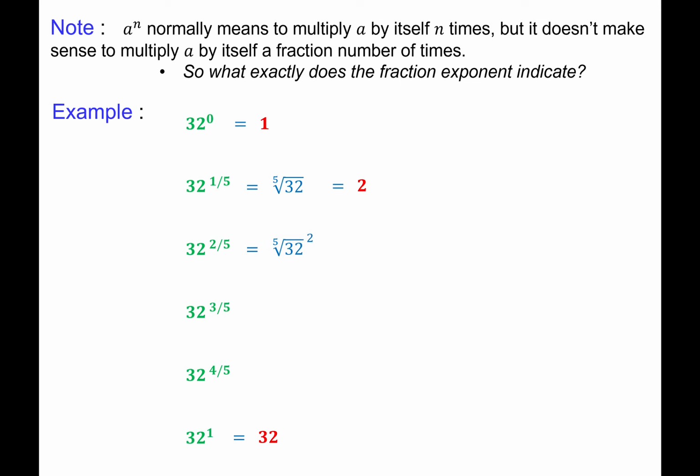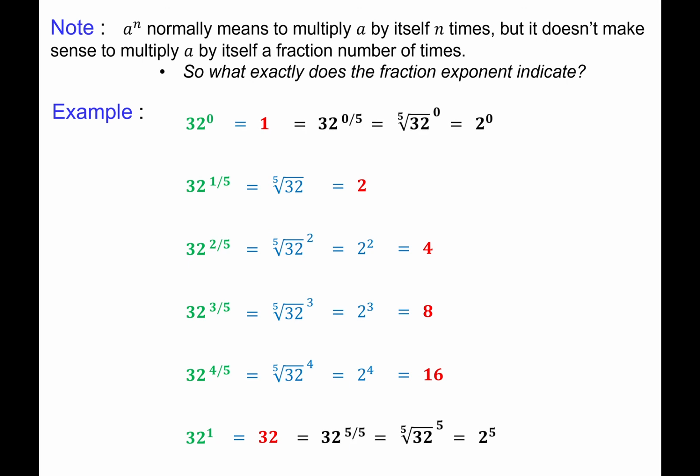32 to the 2/5 power. You can see that's 2 squared. That's 4. Next one, 2 to the 3rd, that's 8. 2 to the 4th, that's 16, and then 32. So there's kind of a pattern emerging.